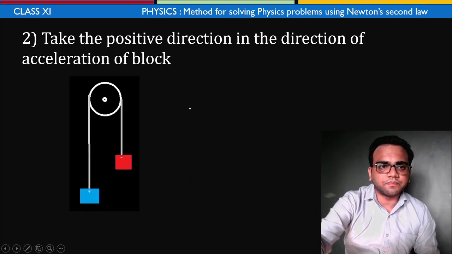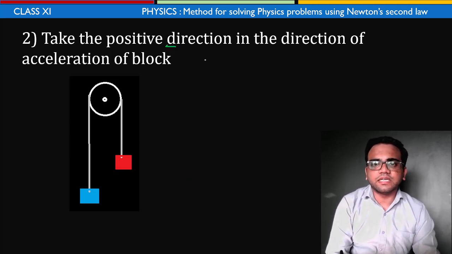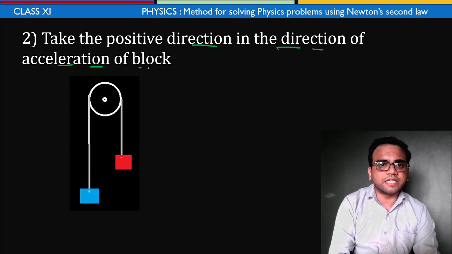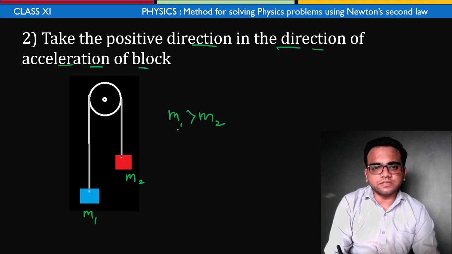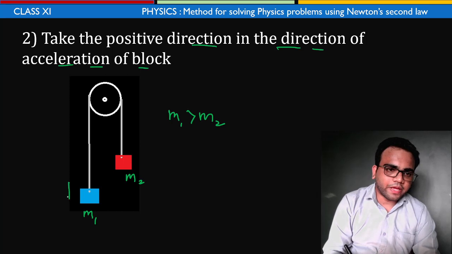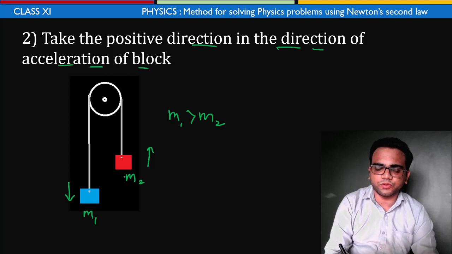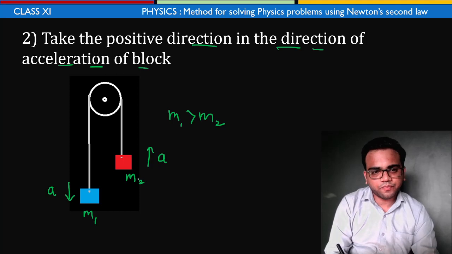What is the second step? The second step is to take the positive direction in the direction of the acceleration of the block. This is our m1 and this is our m2, such that m1 is greater than m2. Since m1 is greater than m2, m1 will move downward and m2 will move upward, because this is heavier than this. And I told you the accelerations of both masses are the same.